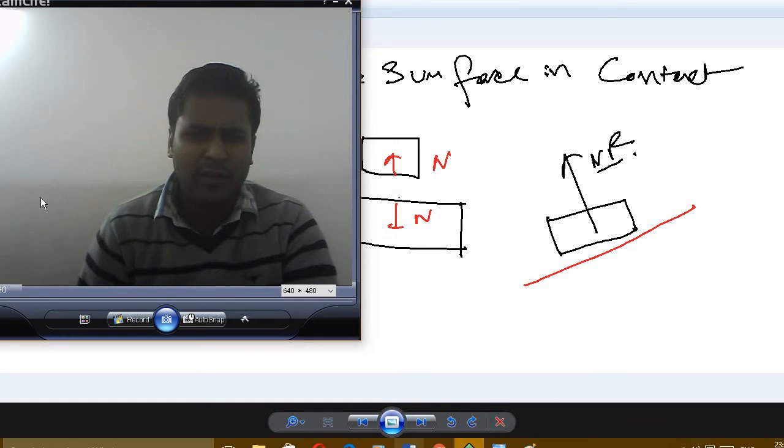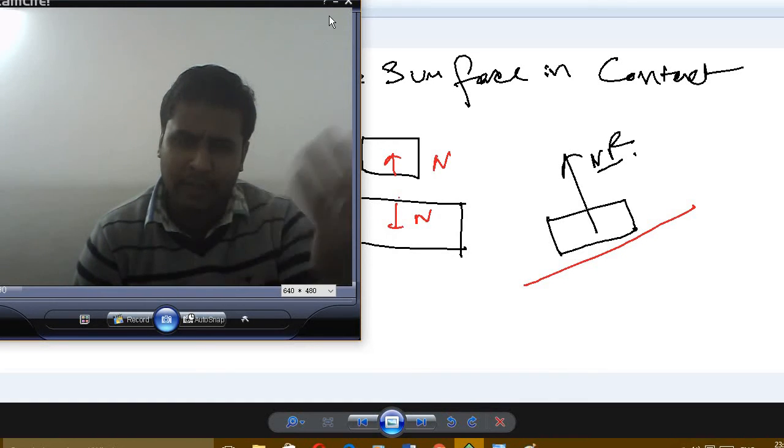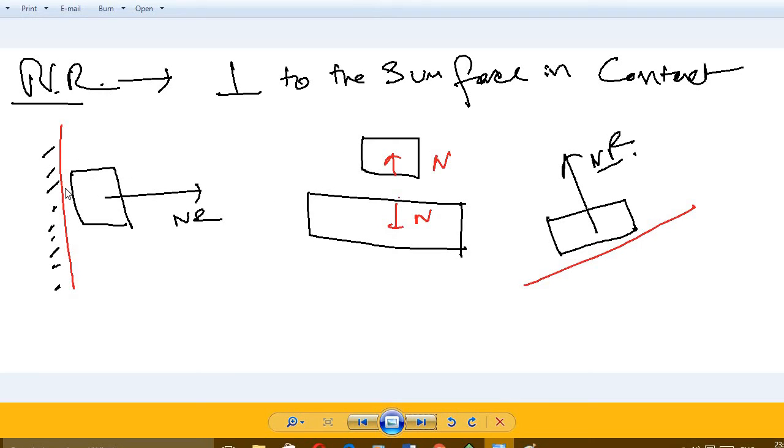So I have given you a few of the examples. You see, I'm going to explain the latter part of it, and this is the particle given out here. It's kept against the wall, so the normal reaction is acting in this direction, outward, and these two particles are kept in contact, so the normal reactions are acting against each other, and this is another example of normal reaction. In the next part of the video, we are going to study non-inertial force and the concept of shear force. We are going to go through it.